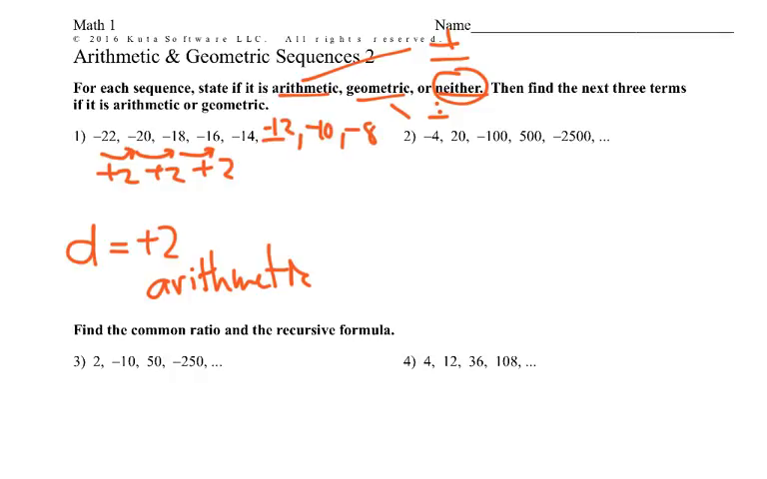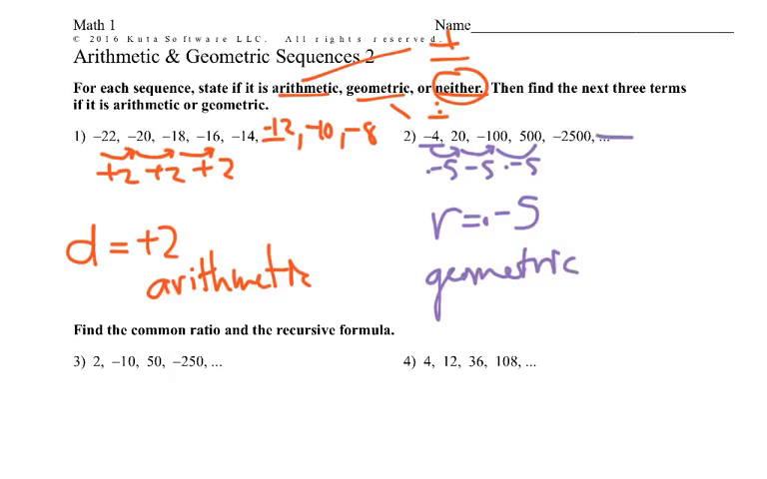For number 2, start off that same way. Negative 4 to 20, you'd have to add 24. Can you add 24 to get to negative 100? Nope. So let's try multiplication. Negative 4 to get to 20, you'd have to times by negative 5. Negative 5 times 20, does that give you negative 100? Times by negative 5, does that give you positive 500? Yeah, so it's got a common ratio, and we're multiplying by negative 5. So it would be geometric.